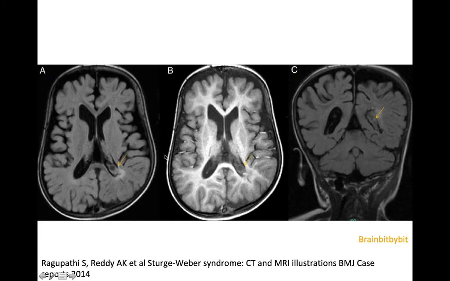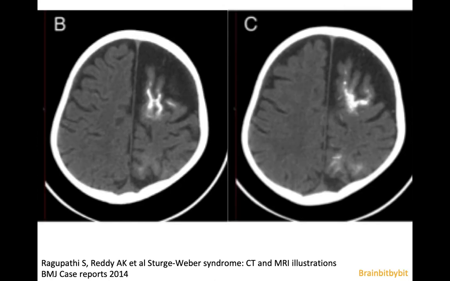cortex. There's often also enlargement of the ipsilateral choroid plexus, and sometimes patients also have abnormal veins in the eye leading to glaucoma, and in the chronic stage there's calcification, which is also very well seen on CT.